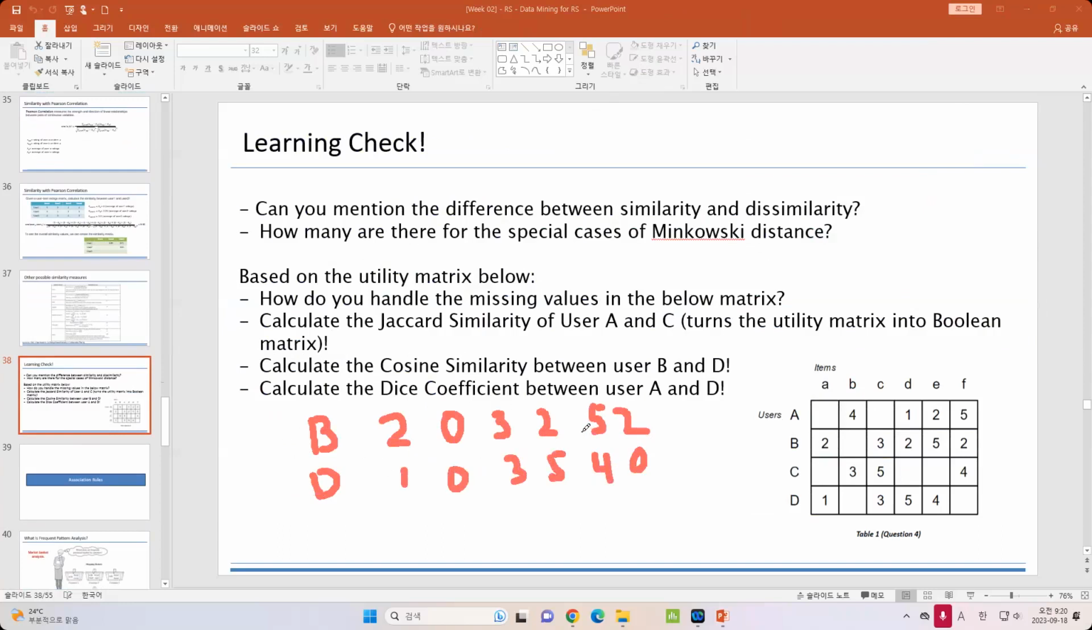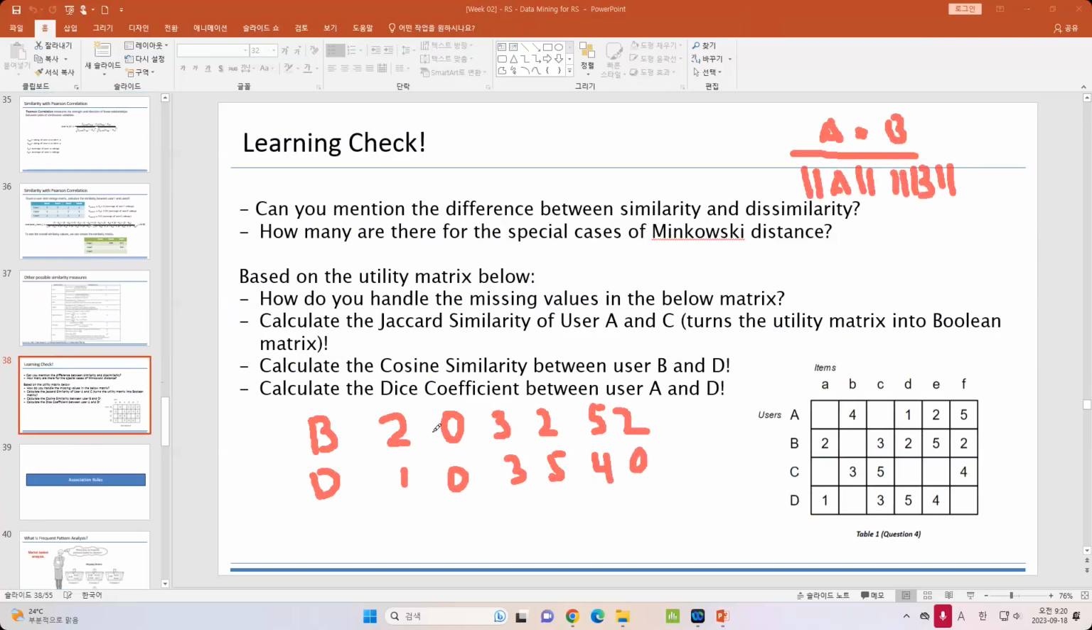Now, based on the formula, we need A multiplied by B and divided by what we call the Euclidean distance of the value in A multiplied by the Euclidean distance of the value of B.